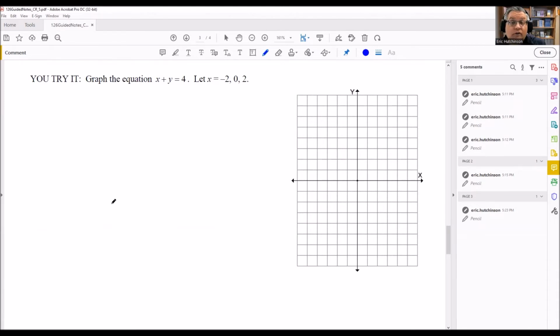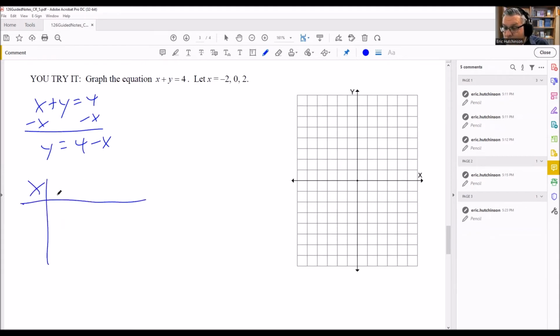Now this one, we don't have a table provided for us, so we're going to make a table on this, and I'll show you how we do that. Okay, x plus y equals 4. Going to subtract x from both sides. We get y equals, and it doesn't matter the order, I'll just go ahead and put this last. You could do -x plus 4 or 4 minus x. Either one, doesn't matter. Okay, so now let's make a table. Now how you make the table is you have x, and I like to put the y across the top here, 4 minus x. It says let x equal -2, 0, and 2.